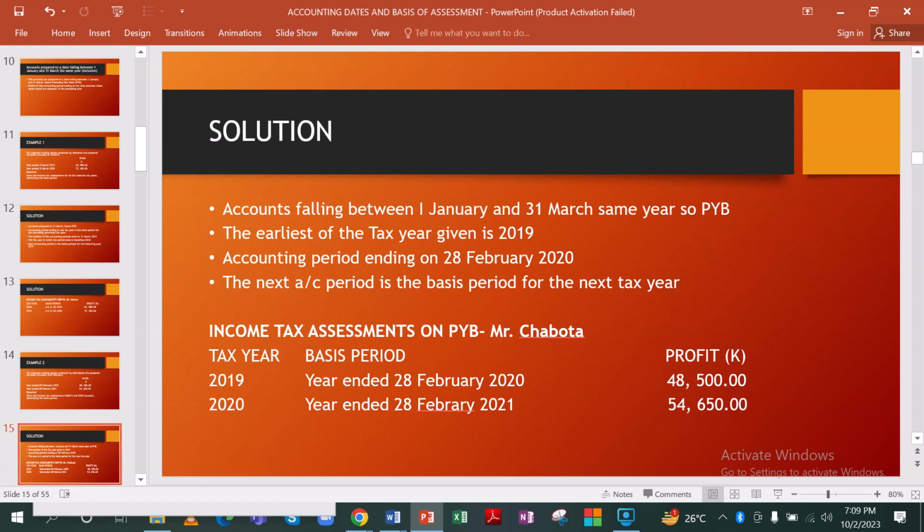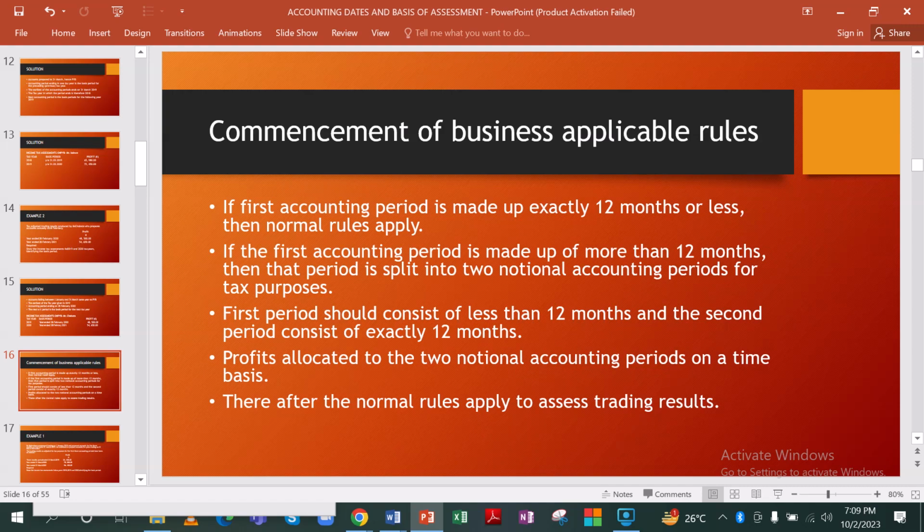Okay, so again, that is what we have. Now I'm going to look at another important set of rules. This set of rules relate to commencement of business. So we want to see what rules for accounting dates and basis of assessment can be applied when the business commences. What are the applicable rules?